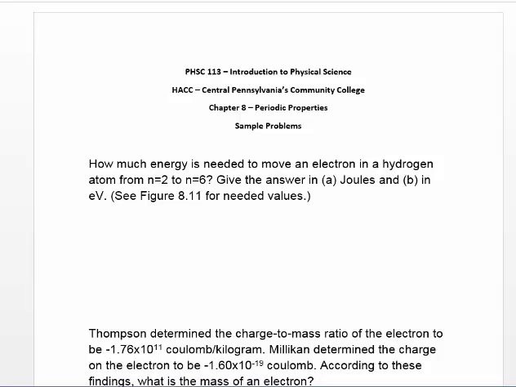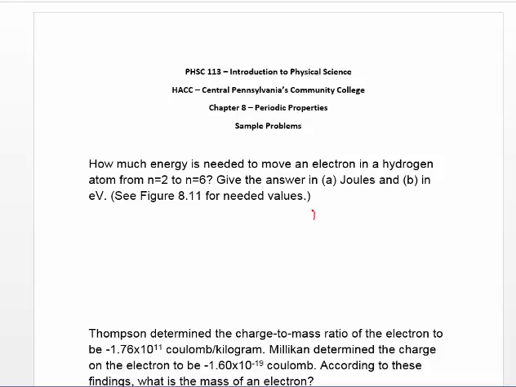The first problem asks us to determine how much energy is needed to move an electron in a hydrogen atom from the second energy level into the sixth energy level. You're asked to give it in two different values: in joules and in electron volts, two different ways of measuring the energy. So we have to first find what those energies are.